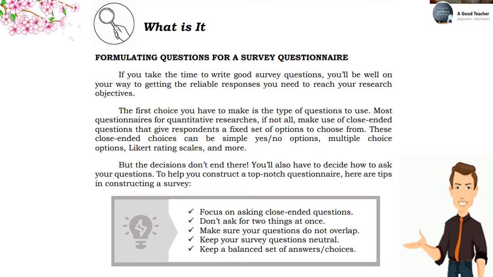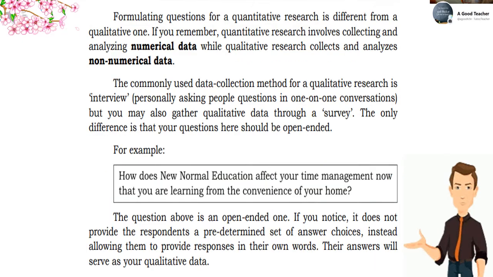In constructing a survey, focus on asking close-ended questions. Don't ask for two things at once. Make sure your questions do not overlap. Keep your survey questions neutral. Keep a balanced set of answer choices. Formulating questions for a quantitative research is different from a qualitative one. If you remember, quantitative research involves collecting and analyzing numerical data while qualitative research collects and analyzes non-numerical data.